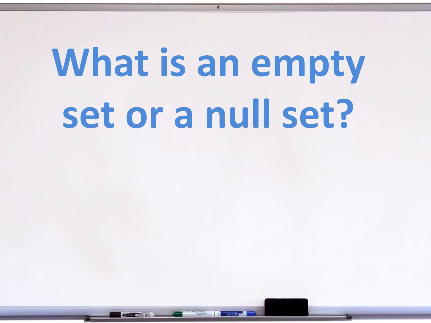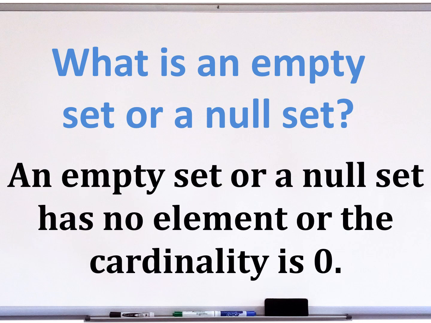Another kind of set is the empty set or the null set. When we say empty or null set, this is simply a set that has no element, or the cardinality is 0. An example of an empty set is the set of triangles with 4 sides. Why is it that the given set is an empty set? That is because there is no such thing as a triangle having 4 sides.